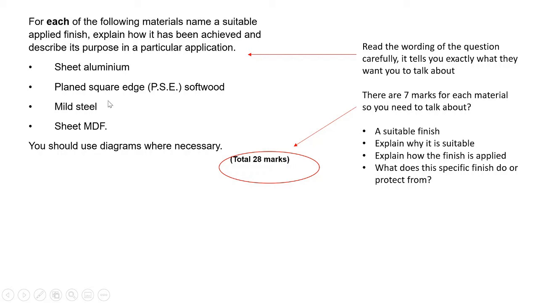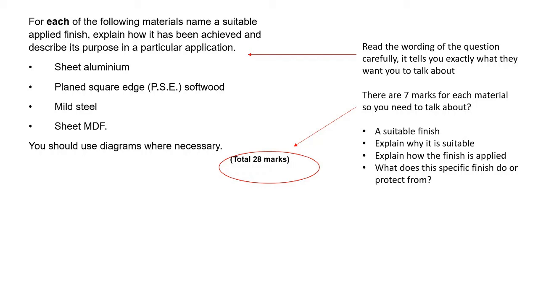Each one of those is worth 7 marks. Okay, so in those 7 marks, you need to name a suitable finish, 6 marks have to get. Explain why it's suitable, got 5 marks to get. Explain how it's finished, 4 marks left. And what does this specific finish do or protect from? 3 marks. And then the last 3 marks are backing up each one of your things with evidence.